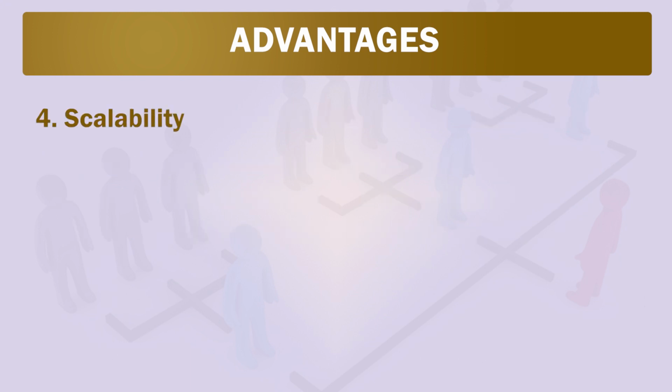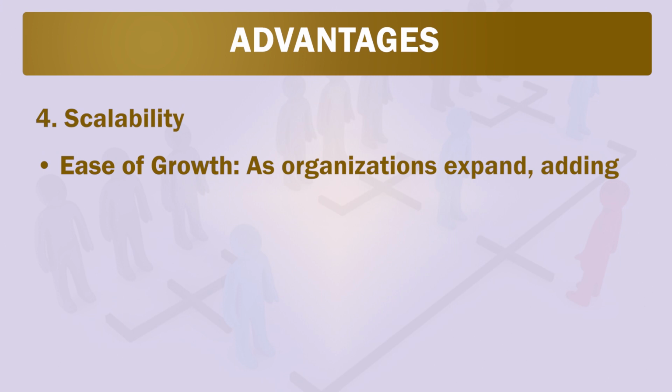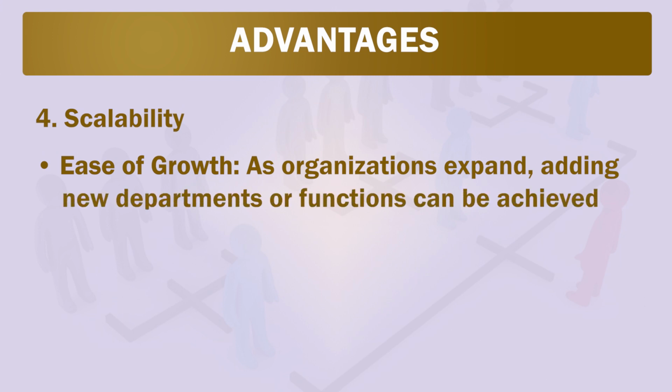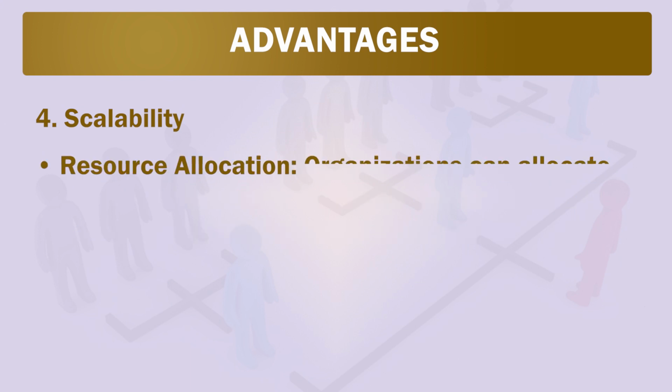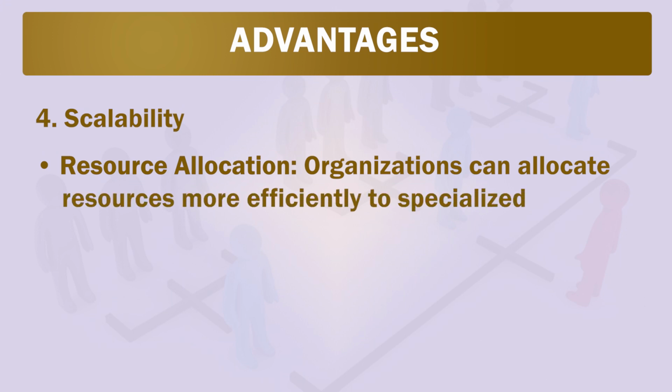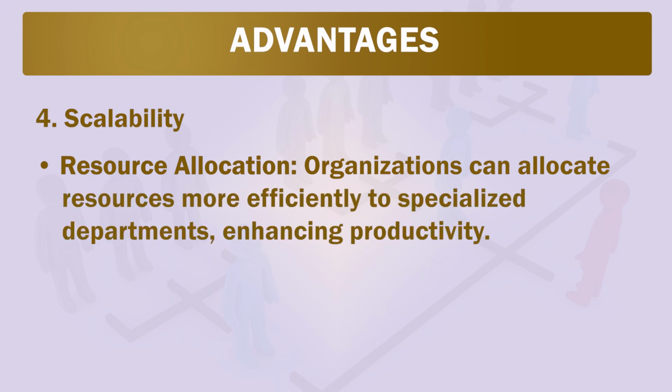Next is scalability. It includes the ease of growth. As the organization expands, adding new departments or functions can be achieved without disrupting existing operations. And secondly, resource allocation, where organizations can allocate resources more efficiently to specialized departments, enhancing productivity.